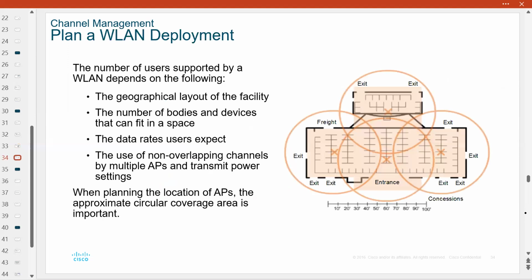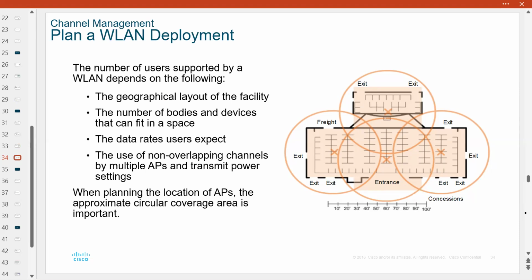Planning a wireless LAN deployment. Now, as an engineer, this should be one of your tasks as a network engineer, administrator: designing, planning. The number of users supported by a wireless LAN depends on the following: the geographical layout, number of bodies, number of clients, the data rates, the use of non-overlapping channels. When planning the location of the APs, the approximate circular coverage is very important.